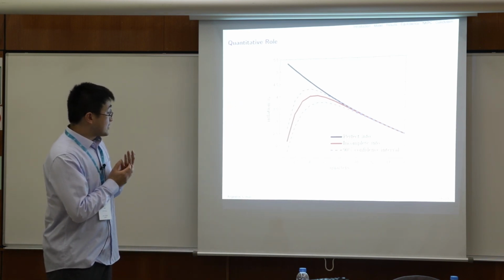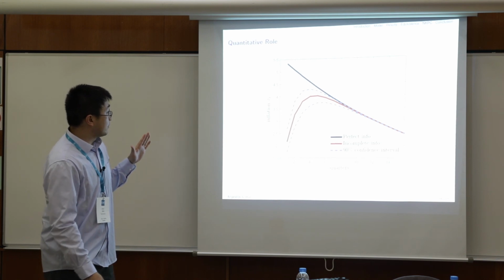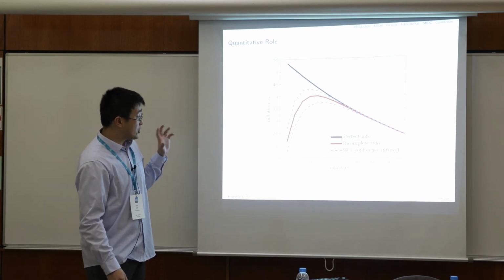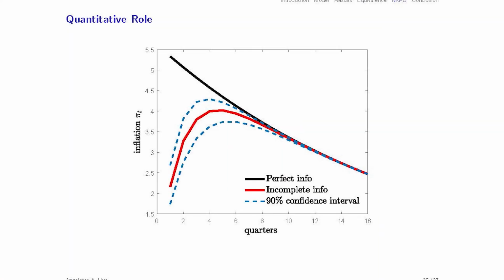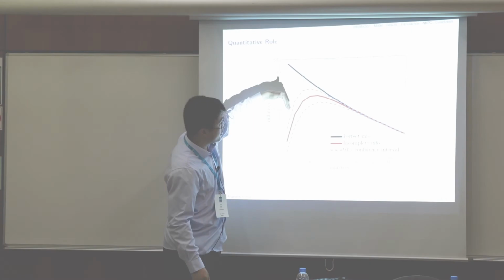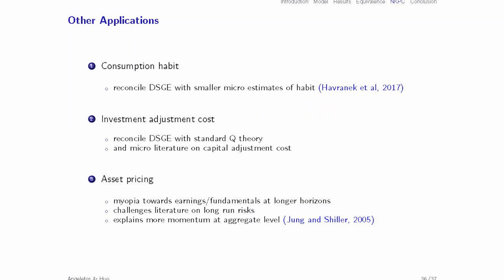Okay, so this is the last figure. We're trying to show that, given that we match this survey evidence, this is how the impulse response of inflation looks. With complete information, it has no hump-shaped response. And with information friction, it looks like this. The peak happens after 4 quarters. So they have a pretty strong hump-shaped response.